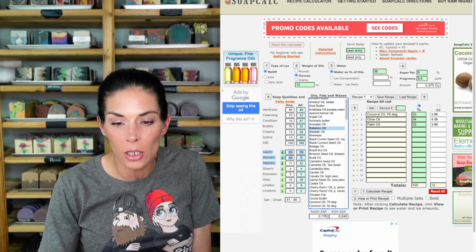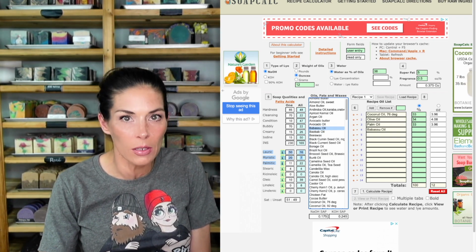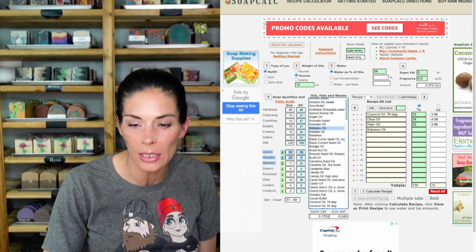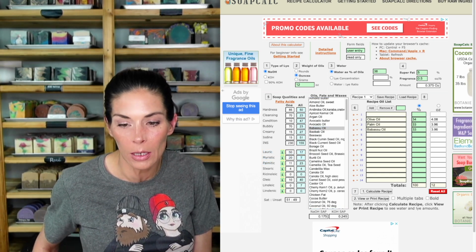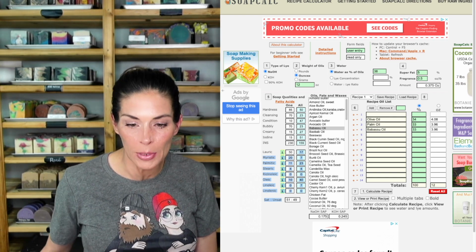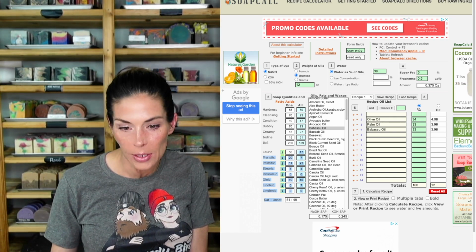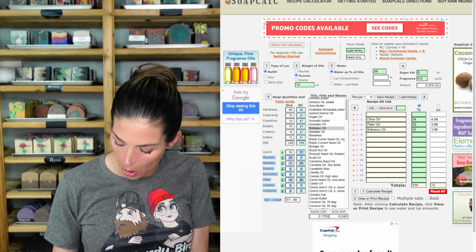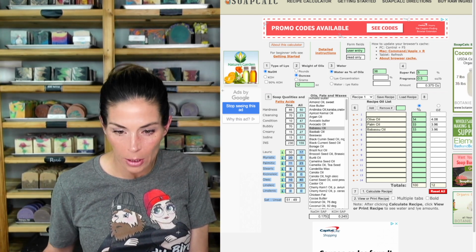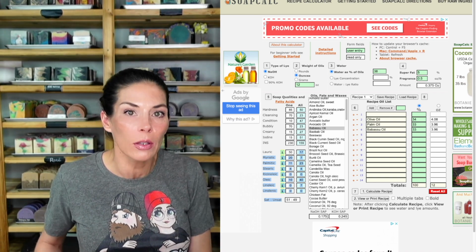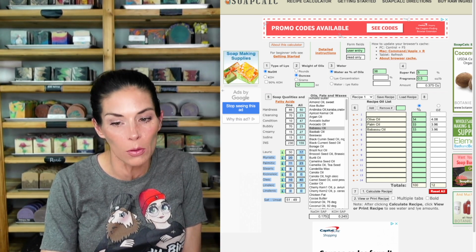So for funsies, so we can remove anything that says palm in our recipe, let's plug babassu in place. As you can see, the overall composition here for the bar changed a little bit in that the lauric increased. The myristic stayed the same, and the palmitic increased a little bit as well. It's not bad. That's a good sub. All right, cool. Love to see it.